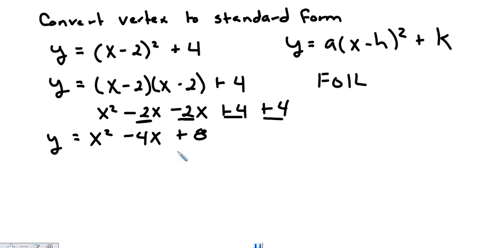Let's try another one of these just to make sure that we have a good handle on how to go about converting from the vertex form of a quadratic to the standard form of a quadratic. So let's clear this off here and try another one. Y is equal to negative 3 times (x plus 1) squared minus 5. And the only difference this time is we've got this a value in the front, and we need to make sure that we take care of that as we go along.